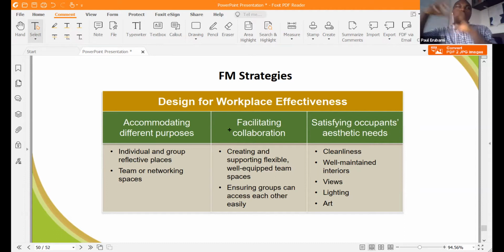We should have a workplace that is flexible enough to accommodate different working styles. We should create a conducive environment that encourages flexibility and collaboration. It is very essential for people to work collaboratively. Then lastly, we should create a working environment that is aesthetically pleasing. That is to say, people should have something that can feed their eyes.